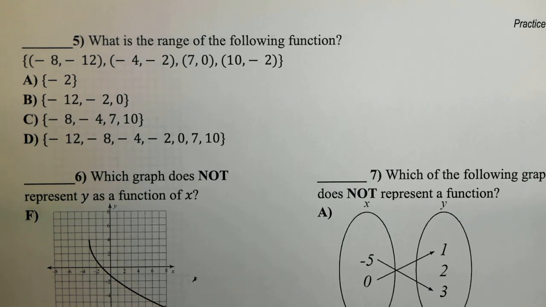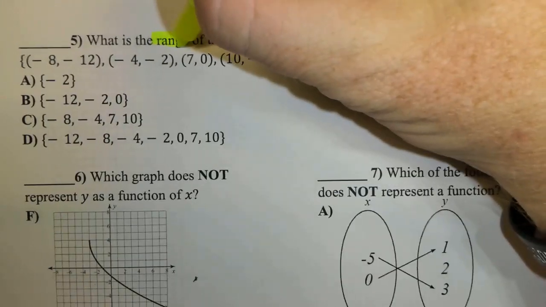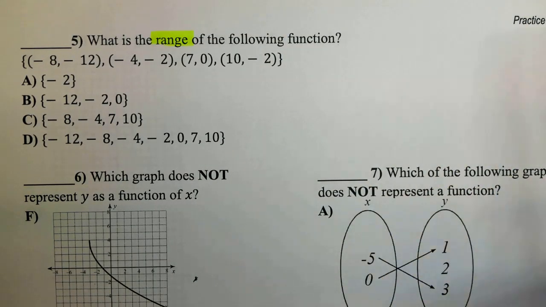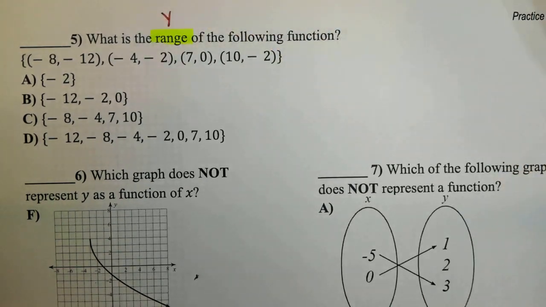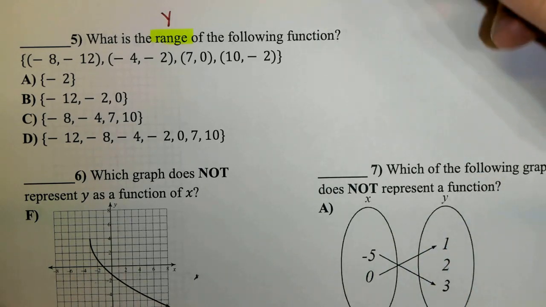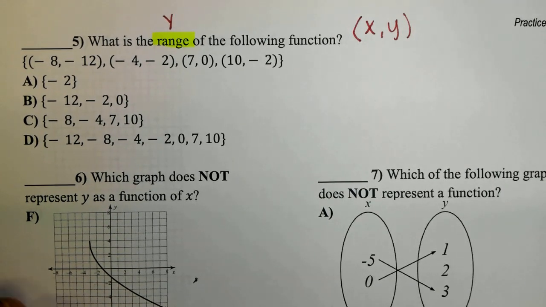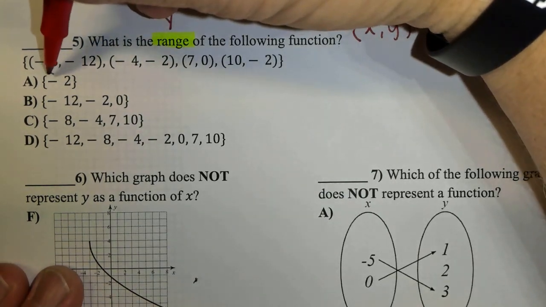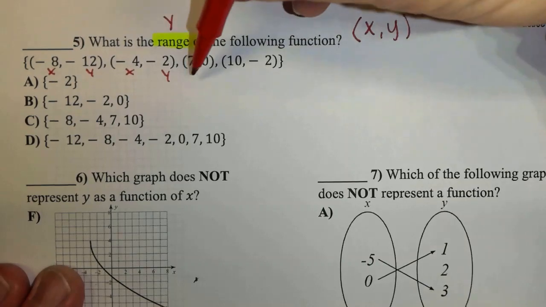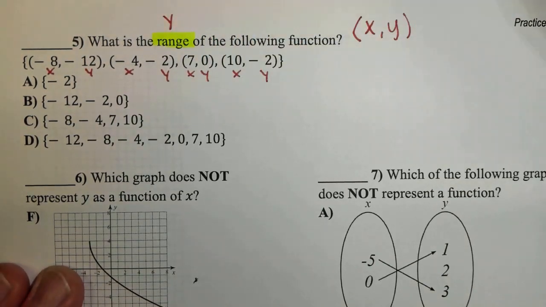Number 5 says, what is the range of the function? Range is my keyword. Okay? And if you remember, range is y, not x. So I only want y values. Now, this gives me a set of ordered pairs, right? So if you remember, ordered pairs look like x comma y, like that. And so if you need to, you can go and label these right below. So I have x, y, x, y, x, y, x, y. All right? So I can label them.